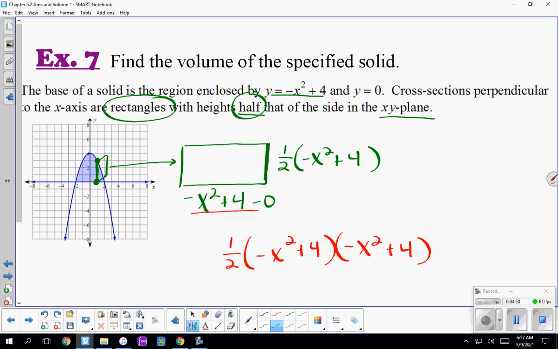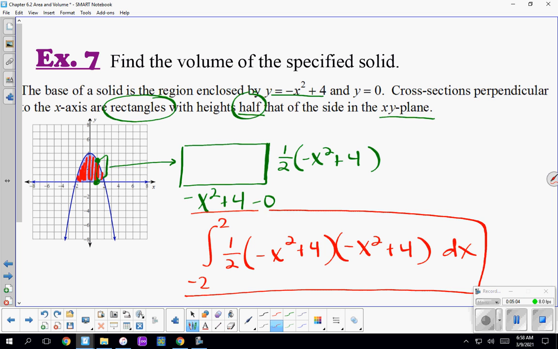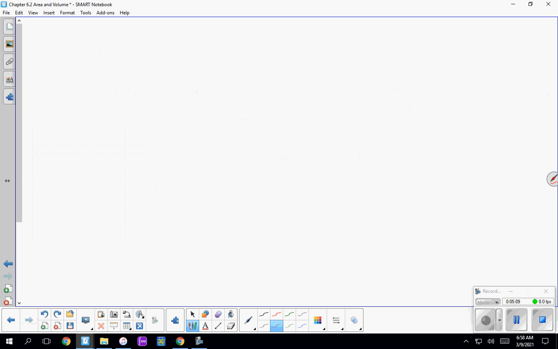And my first rectangle is going to be here, and I'm adding these rectangles in a horizontal direction. So again, I'm respecting x. My first one occurs at -2, my last one occurs at +2, and this is how I would set this problem up. And that's it.